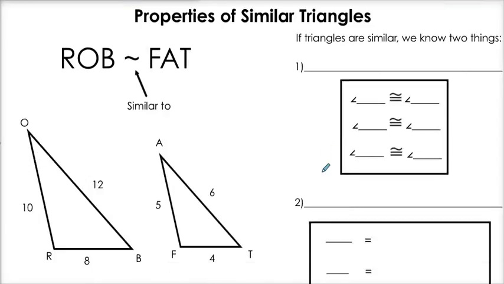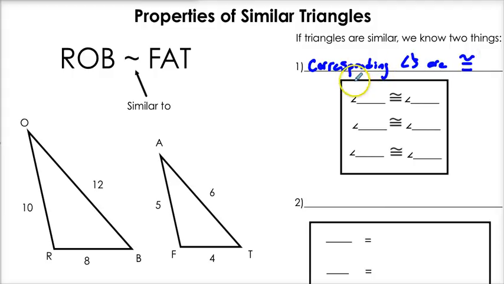Now there are two major properties of similarity you've got to know. These are major. Do not forget them, okay? If triangles are similar, we know two major facts. One, the corresponding angles are congruent.